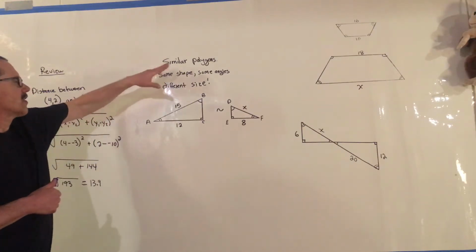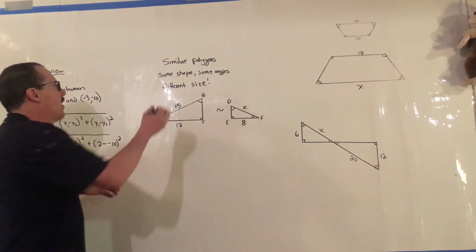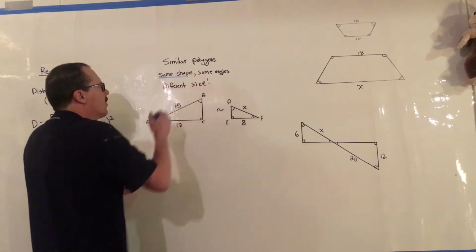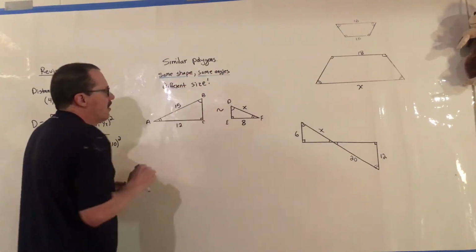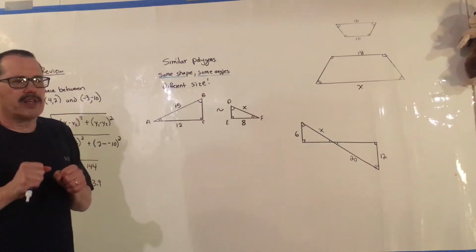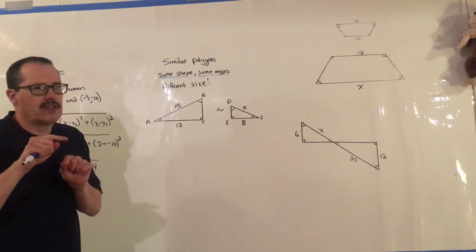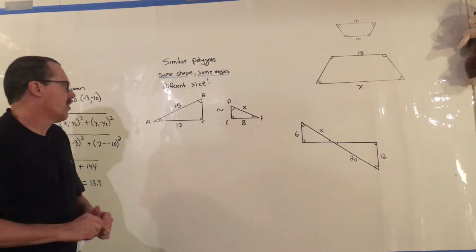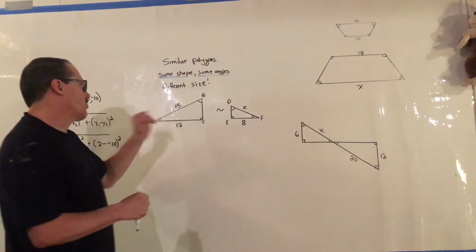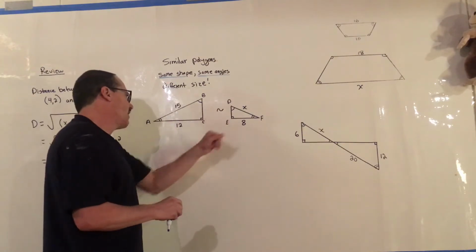Okay, today we're looking at similar polygons. Similar polygons have the same shape, the same angles. The thing is, they're different sizes. So it's kind of like if you ever watched the movie Honey, I Shrunk the Kids. The kids shrunk. They look exactly the same, they're just a lot smaller. So that's what's happening here. Somebody took this triangle and they shrunk it and made it smaller.